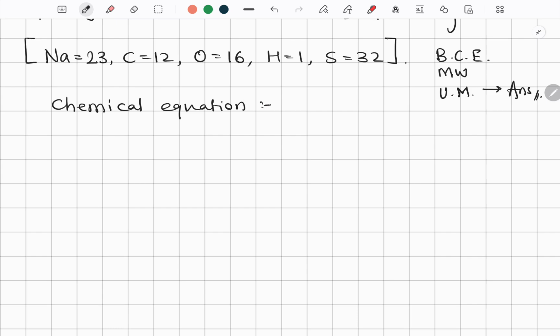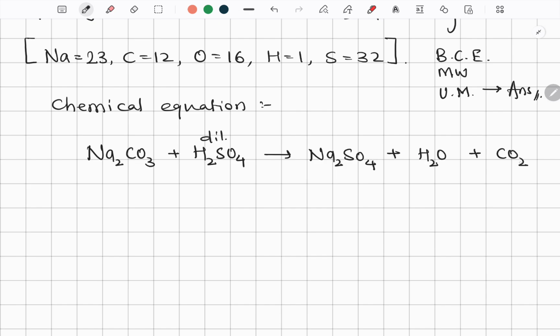So the chemical equation is going to be, as they are mentioning, Na2CO3, sodium carbonate, reacting with dilute sulfuric acid. Sulfuric acid is H2SO4. So when Na2CO3 reacts with H2SO4, it forms the salt Na2SO4 plus water H2O plus CO2. Okay, so this is the reaction. So first part done, the balanced chemical equation.